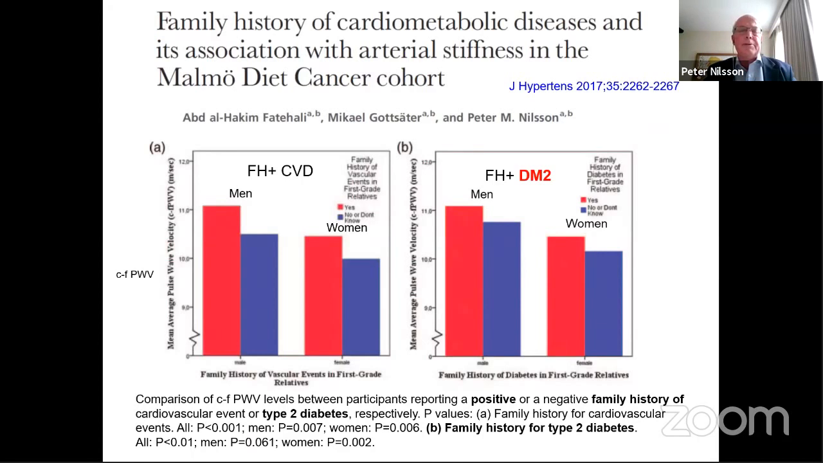We have also collected data on family history from the Malmö Diet and Cancer cohort. And here you can see in red, people reporting a positive family history of cardiovascular disease, men and women, as well as a positive family history of type 2 diabetes. So there must be a familial clustering of vascular aging, arterial stiffness with this background that is not only influenced by genetics, but also by shared family factors like shared lifestyle or other family-related factors.